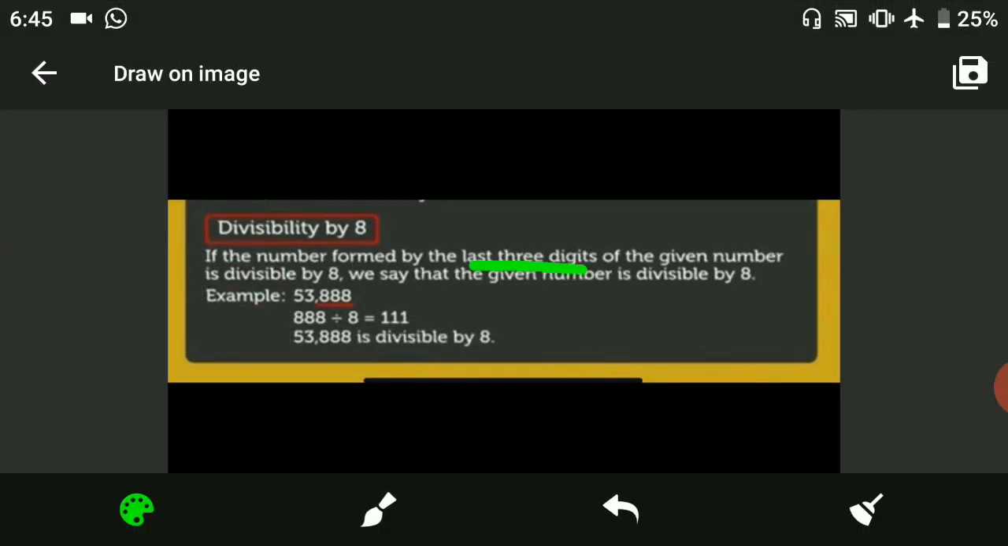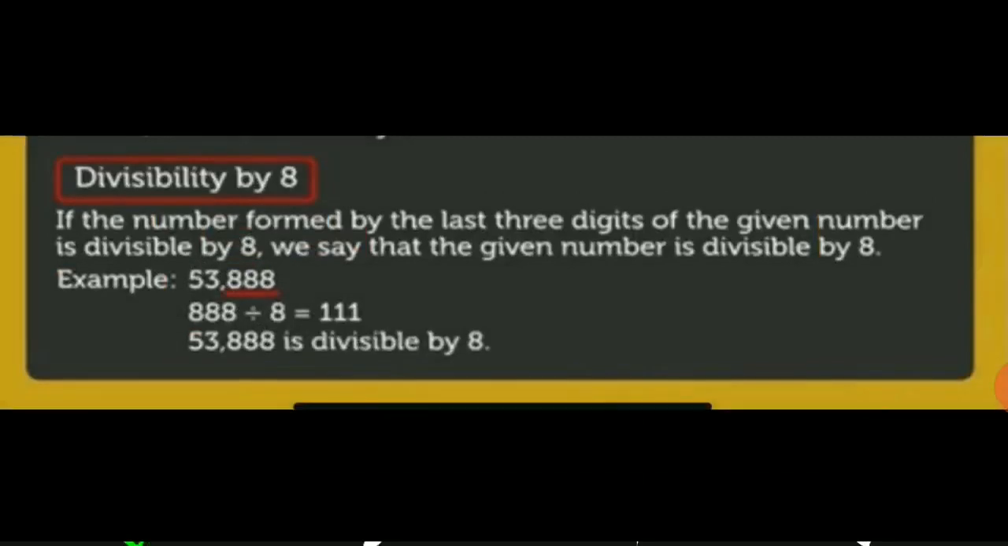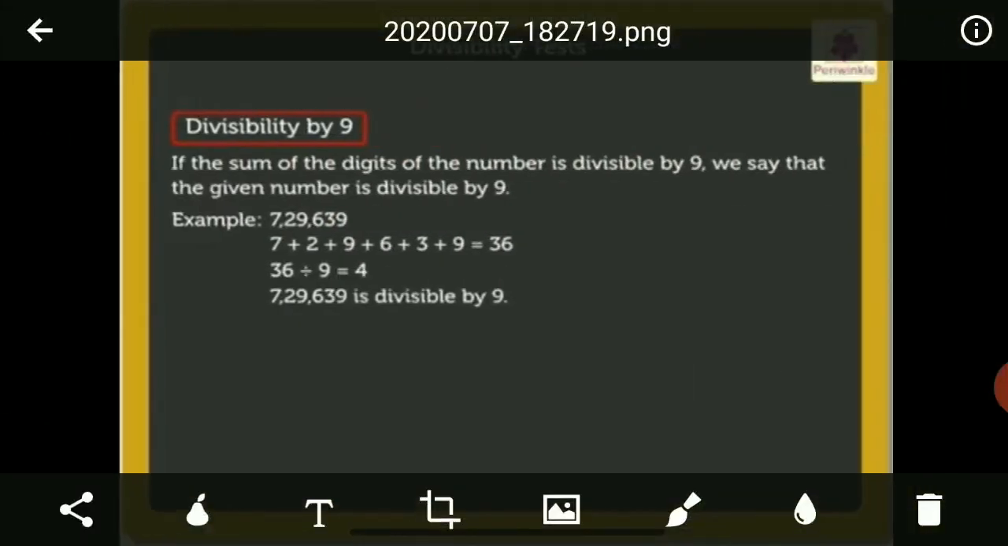So see, 53888. So what I have done, I have taken the last three 8s. Now these three 8s, if I divide by 8, it is completely divisible, means no remainder comes. So it means that 53888 is divisible by 8. Clear?